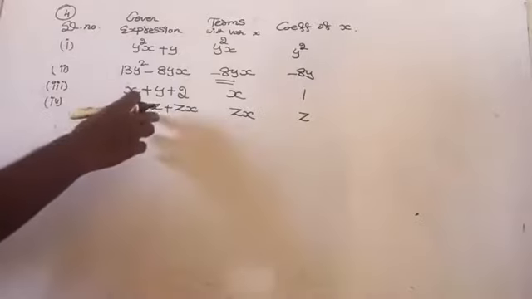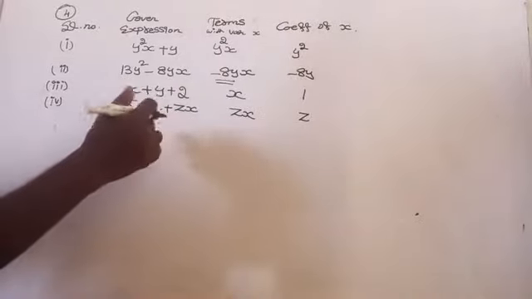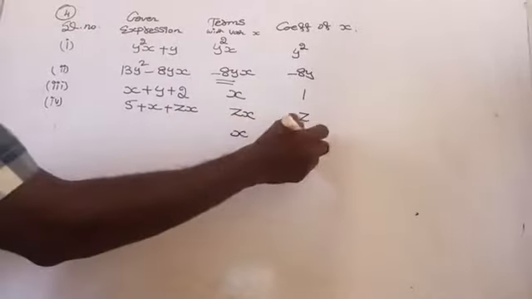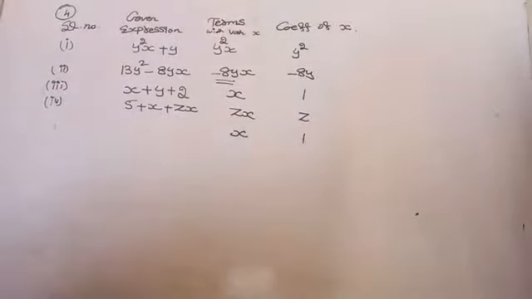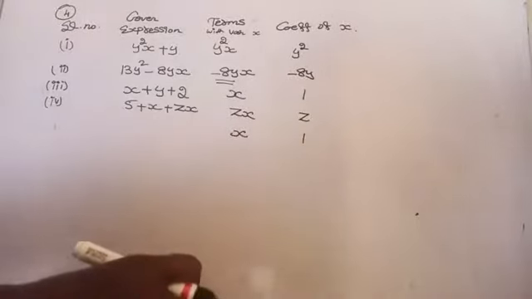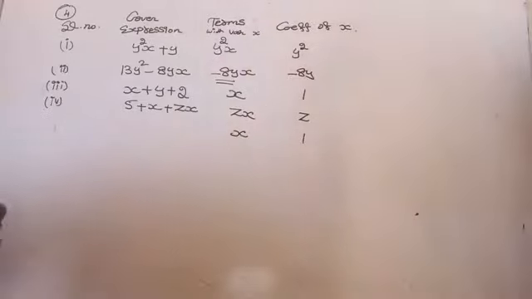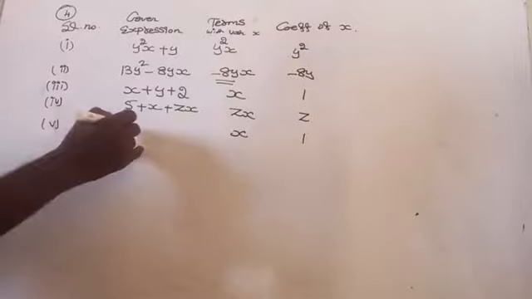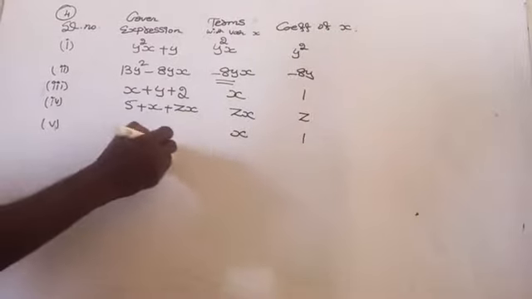After that it is x or zx, maybe x. If it is x, then the coefficient of x will be 1. Okay. Then after that, the fifth part is 1 plus x plus xy.